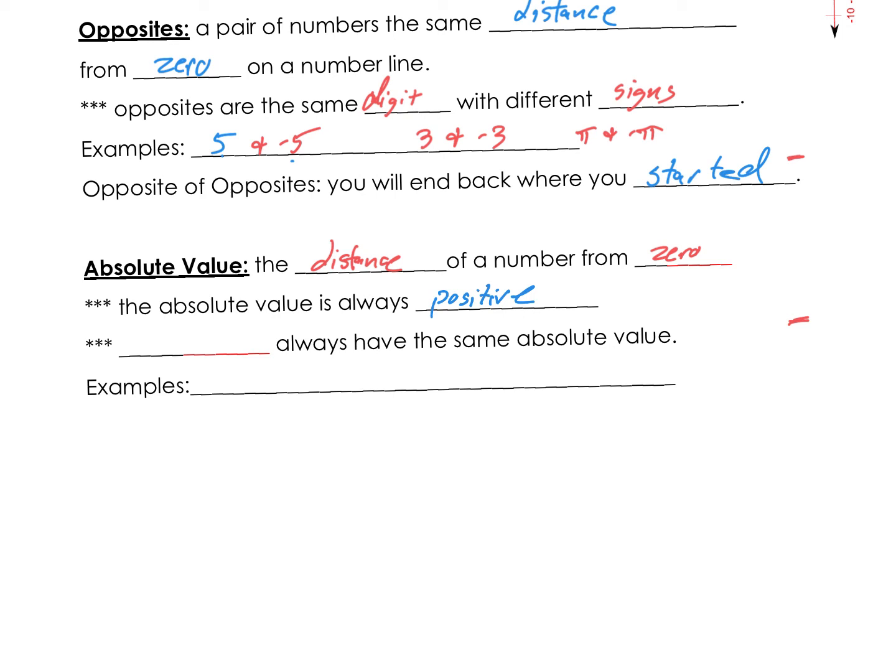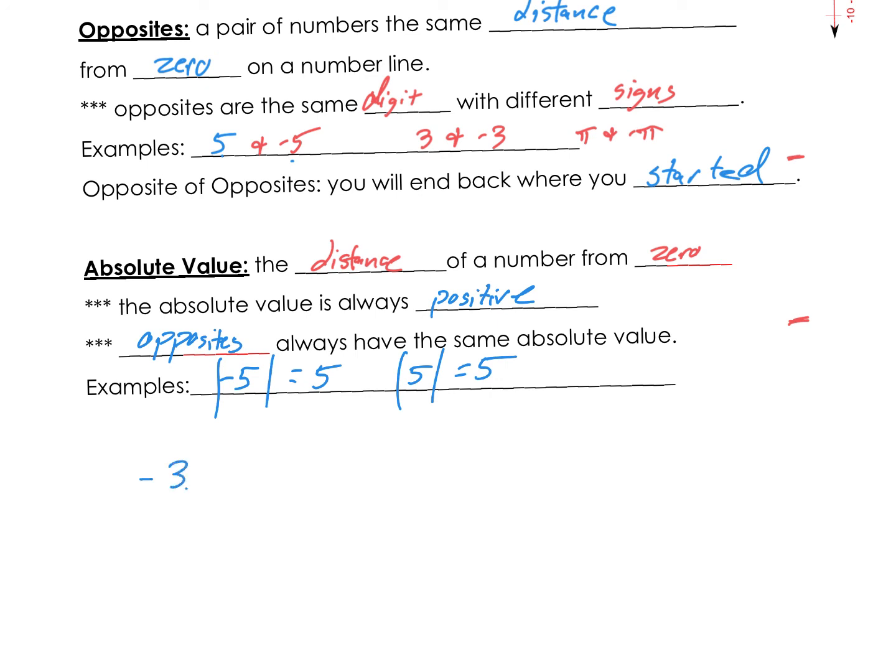Okay. And like we just said, opposites always have the same absolute value. That doesn't mean absolute values are always the opposite, but all opposites always have the same absolute value. So the absolute value of negative 5, it's written like this, 2 big lines, is 5. The absolute value of 5 is 5. Absolute value is always positive.